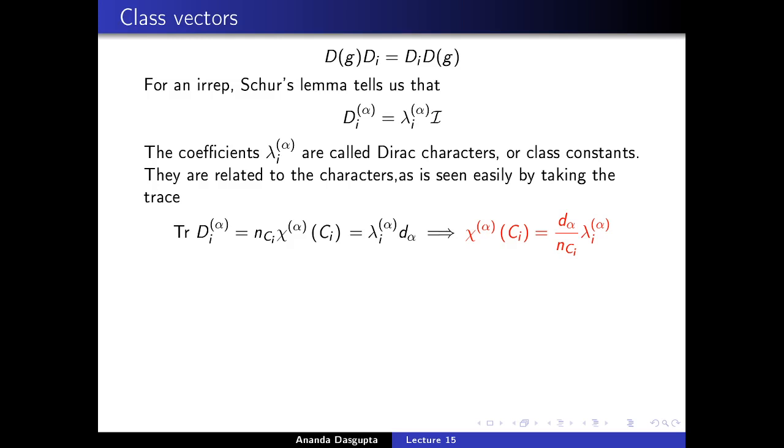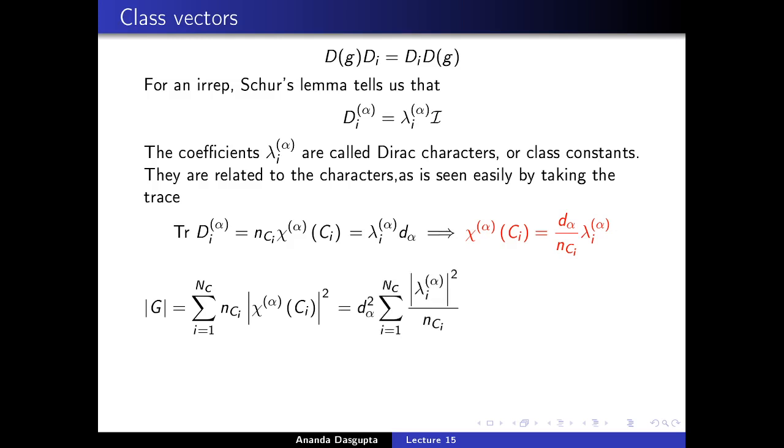1. Or, equivalently, if you were to take chi alpha Ci, the characters for the ith class, took their square modulus, weighted them with the number of elements in the class, added up over all the classes, you would get the order of the group. Now, since we have already seen that chi alpha Ci is given by d alpha by nCi times lambda i alpha, substituting that here will give me the result that mod G is d alpha squared times the sum over all classes of this quantity.